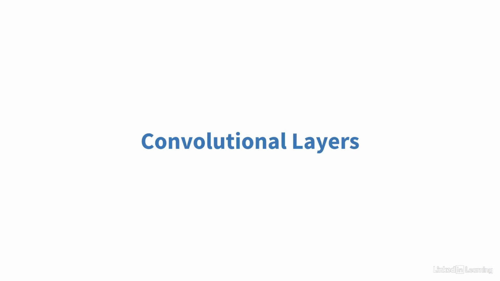Convolutional layers form the backbone of convolutional neural networks. They are specifically designed to capture spatial features in input data like images. Let's break down the essential concepts and walk away with a detailed understanding of convolutional layers.